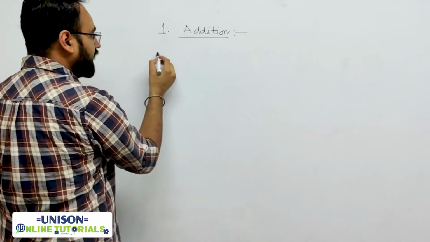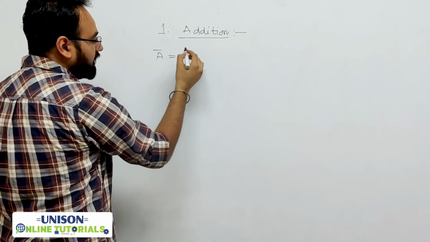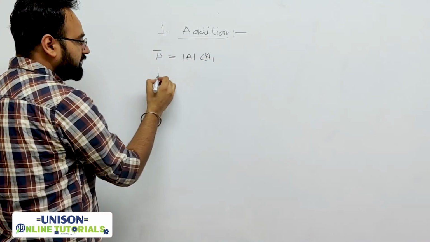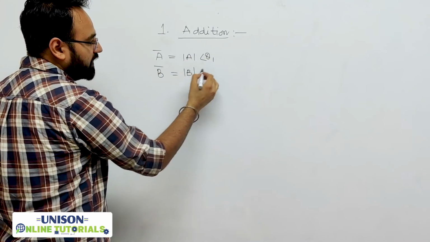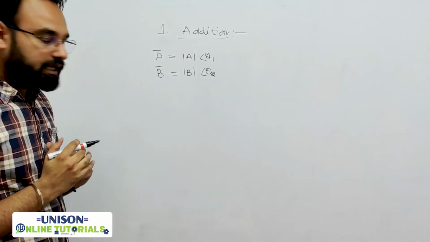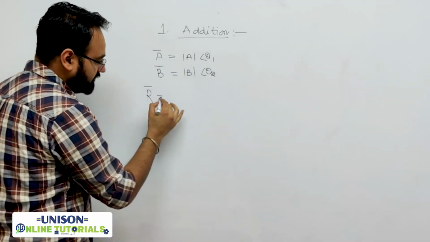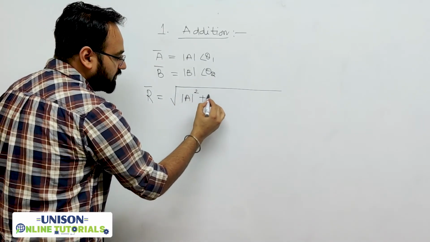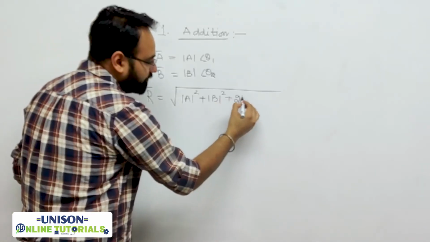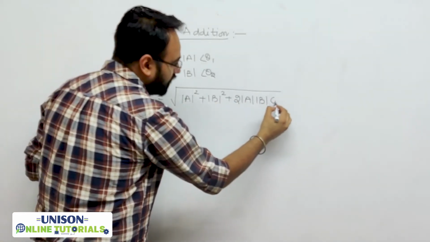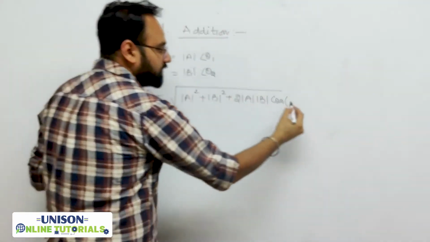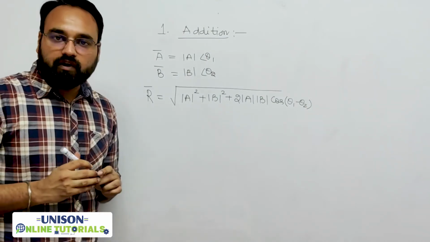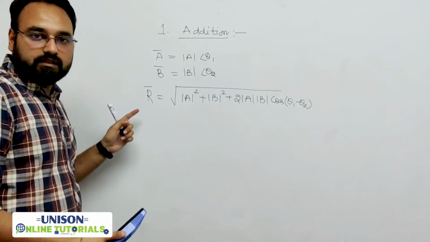Now if vectors are given in polar form, then A is given as mod A, angle theta 1. Similarly, B vector is given as mod B, angle theta 2, like this they are given. Then the resultant is given by a mathematical formula: under root of mod A square plus mod B square plus 2 times mod A mod B cos of the angle between these two, that will be theta 1 minus theta 2. This is the way, if they are given in polar form, that we add them.